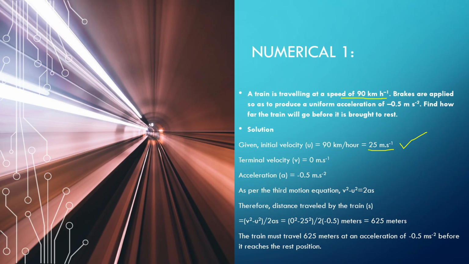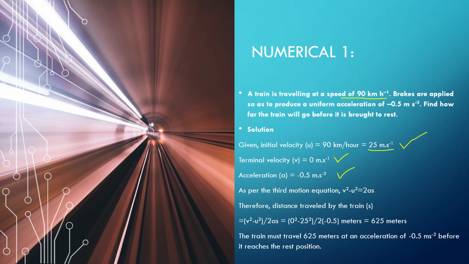Then you have a terminal velocity. Now, brakes are applied, terminal, or we term it as the final velocity. Brakes are applied so as to produce a uniform acceleration. That means we have to find how far the train will go before it is brought to rest. So it is again the final velocity, that is 0. Acceleration is already given, minus 0.5 meter per second square.